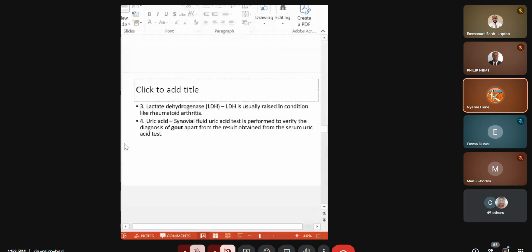We also look at the lactate dehydrogenase. It's usually seen in conditions like rheumatoid arthritis. When we talk about lactate, it's more like an enzyme converting lactic acid to lactate. When we start glycolysis and the Krebs cycle, that will be next semester. You will know then what we mean by lactate dehydrogenase. But let me give you a synopsis of it.